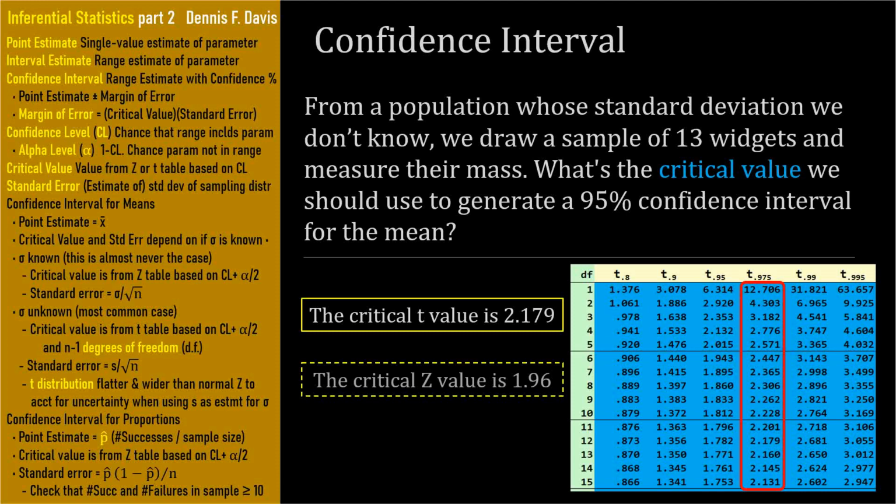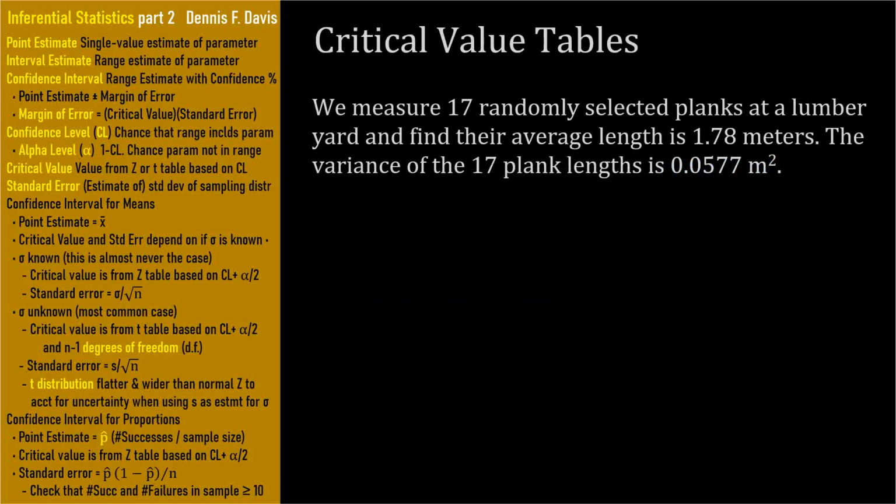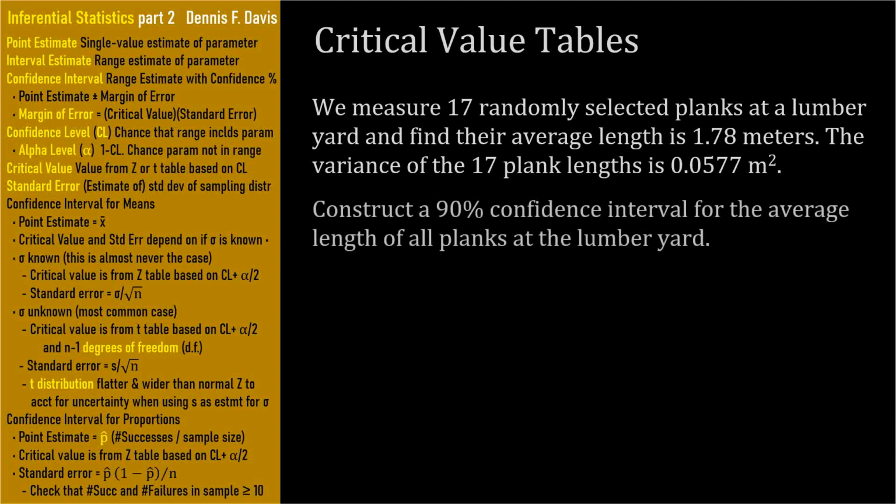Let's do another lumberyard plank length problem. We measure 17 randomly selected planks at a lumberyard and find their average length is 1.78 meters. The variance of the 17 plank lengths is 0.0577 meters squared. Construct a 90% confidence interval for the average length of all the planks at the lumberyard.